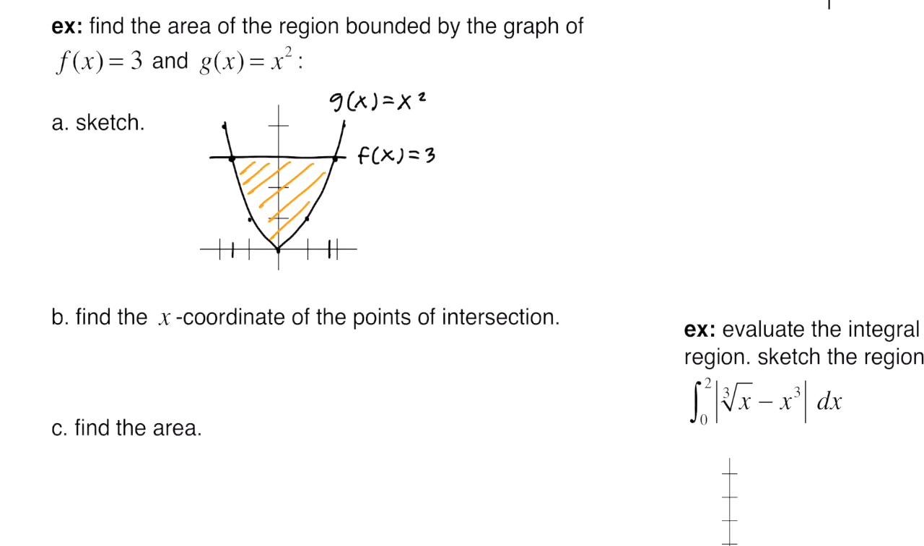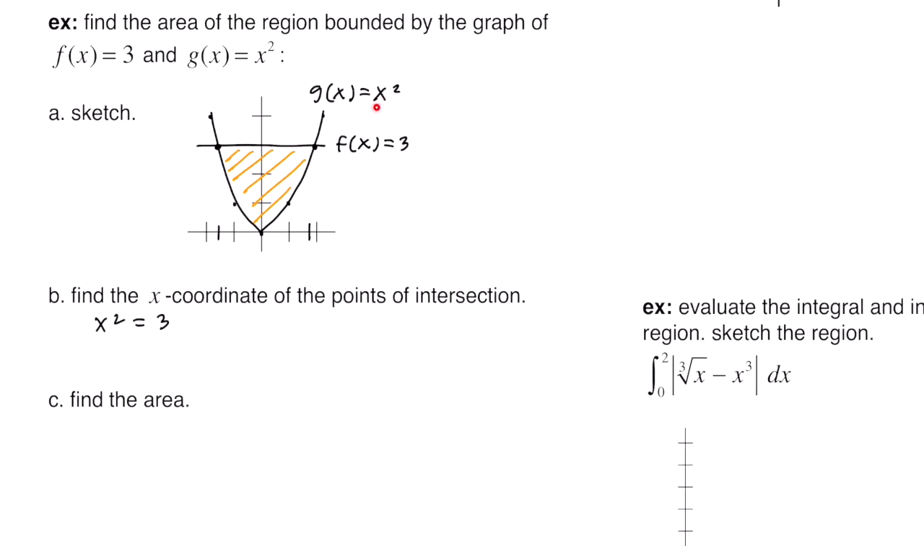Find the x-coordinate of the points of intersection. So to find the x-coordinate where the two graphs intersect, we're going to set these equations equal to each other. So we're going to go x squared equals 3. So I wrote that here. We're going to solve for x. So we're going to take the square root of both sides. So we get plus or minus root 3. So right here where these two graphs intersect, that's going to be negative root 3. And then right here, it's going to be positive root 3.